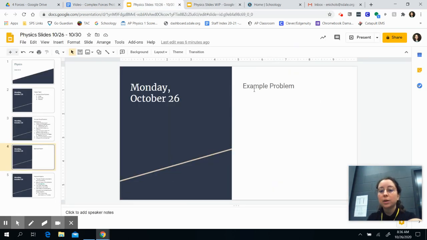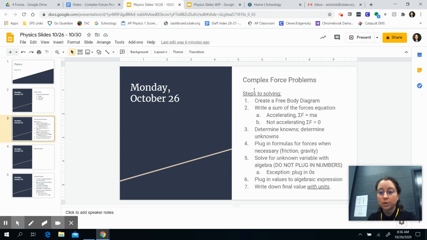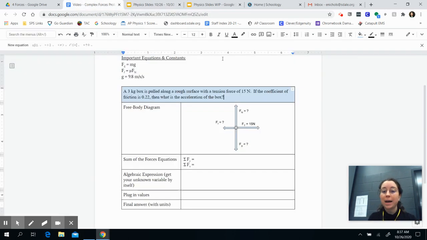I have our steps in front of me. We want to create a free body diagram. We want to write a sum of the forces equation for both directions, remembering that if it's accelerating, then our sum of the forces is mass times acceleration. If it's not accelerating, then our sum of the forces is equal to 0. We want to be able to determine our knowns and unknowns. So what do we know? What do we not know? Plug in our formulas, which I'll go through the steps on that. Solve our equation algebraically first, plugging only zeros in. And then after we have our expression, then we can plug in our numbers and then write down our final value with units. So let's go back to our problem.